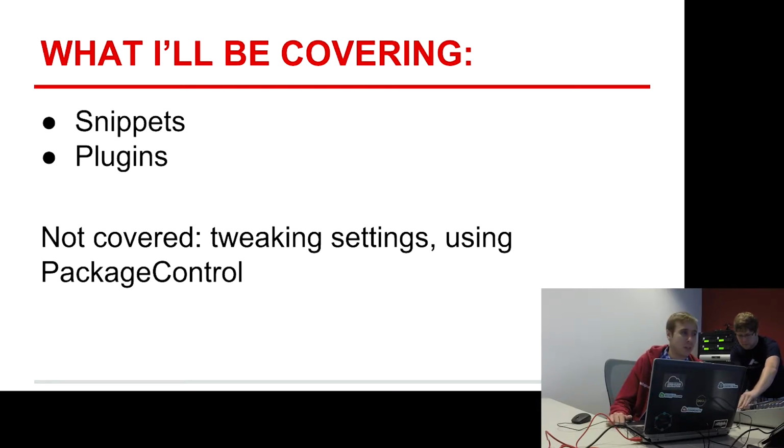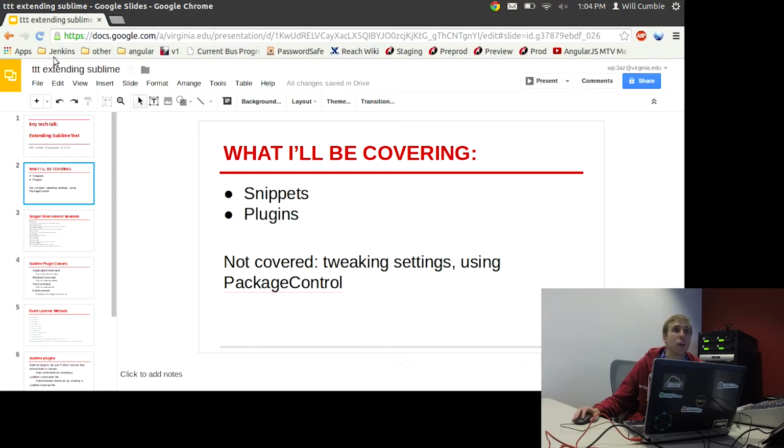Plugins, you can really get complicated with those, so I'll be going into more basic plugins rather than advanced plugins, which can be really large Python applications, actually. I won't be covering tweaking settings or using Package Control, which is, I think, probably the best way to manage the plugins that you have within Sublime Text, but it's not really within scope here. So I'll just jump right into snippets right now.